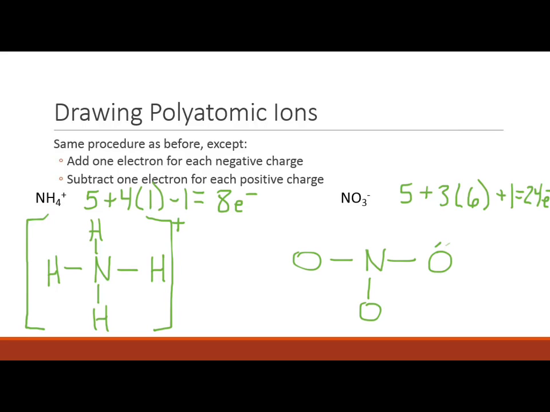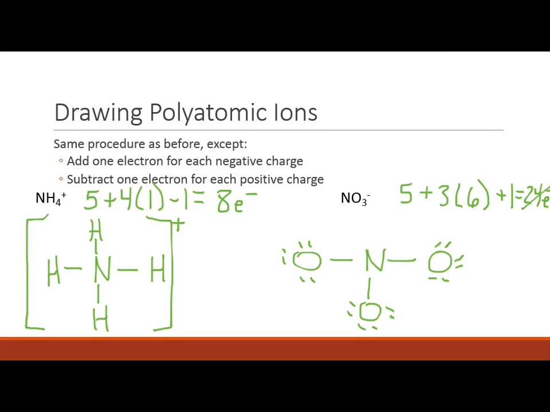Let's see, that's 2, 4, 6, 8, 10, 12, 14, 16, 18, 20, 22, 24. So I've used a grand total of 24 electrons. So am I done? Well, let's go ahead and double check. This oxygen on the left has 8, the one on the right has 8, the one on the bottom has 8. So the oxygens are great. The nitrogen, however, only has 6 valence electrons around it, not quite enough.